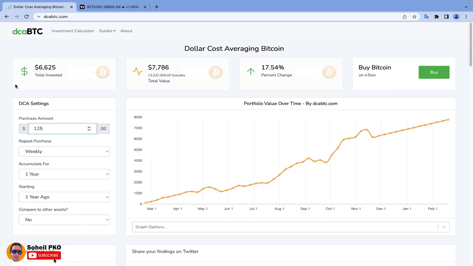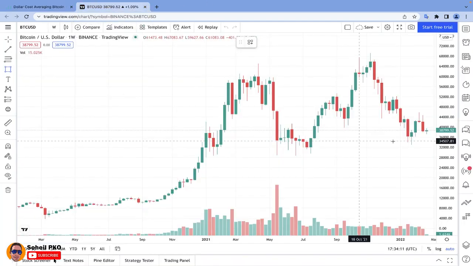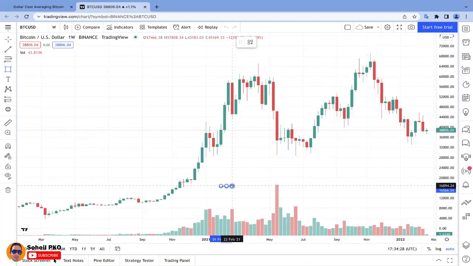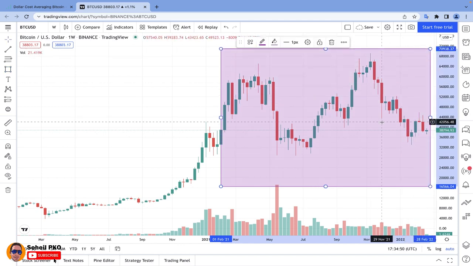Here it shows the total invested amount, which is $6,625, and the total value for today would be $7,786, a positive change of 17.5%, actually a 17.5% profit. It may seem a small amount for a crypto asset, but please pay attention that in this period, from February last year to today, the market was in a complete range, as you can see.